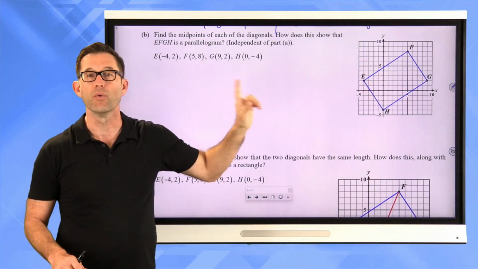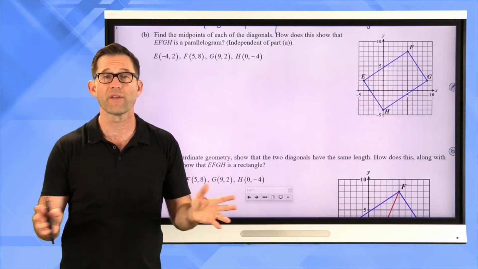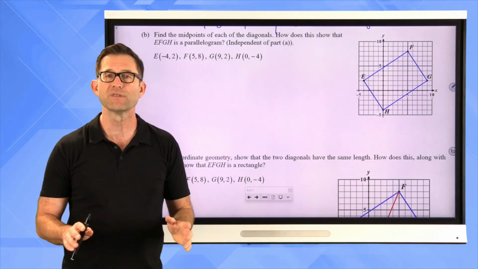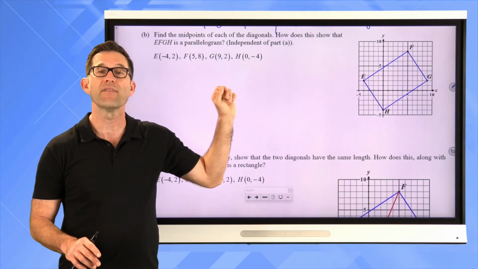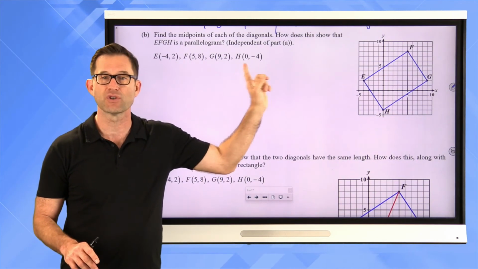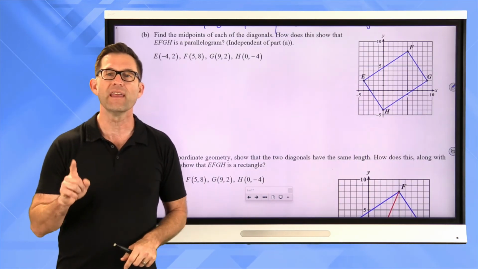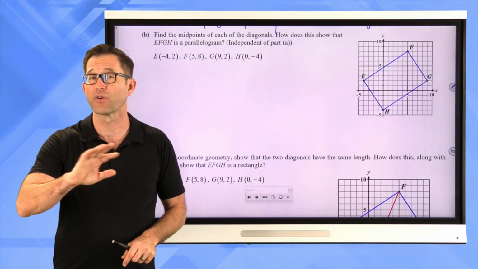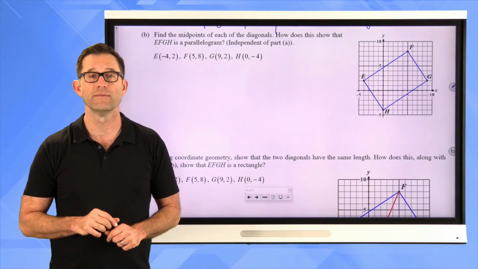What I'd like you to do is find the midpoints of both of the 2 diagonals, and if you want, draw the diagonals in first, but then use the midpoint formula to find the midpoint of EG and the midpoint of FH. And then ask yourself, why does that actually prove that EFGH is a parallelogram? Forget about the rectangle, just that it's a parallelogram. Pause the video now.